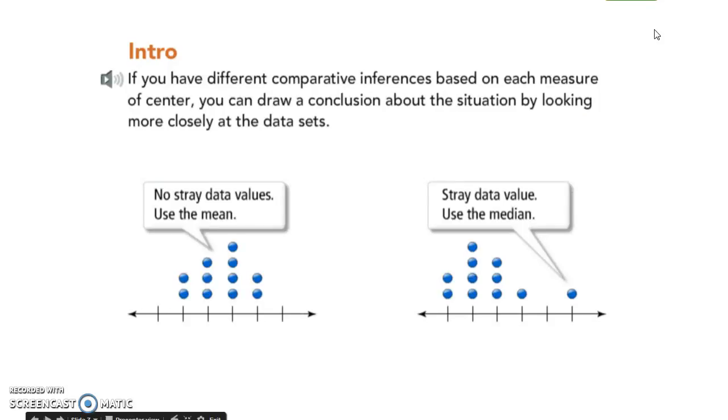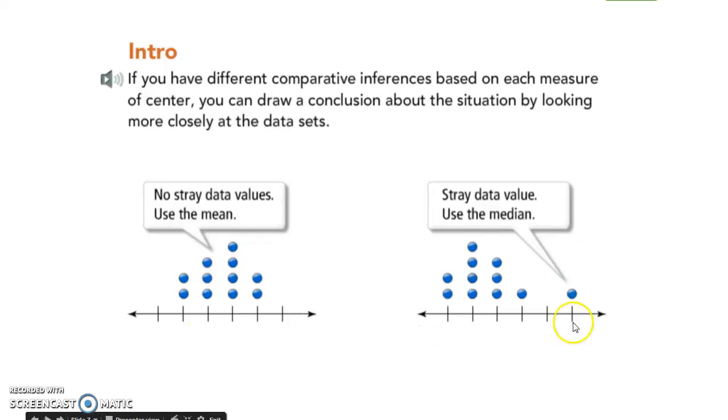Okay, if you have different comparative inferences based on each measure of center, you can draw a conclusion about the situation by looking more closely at the data sets. Sometimes we have a value that might do what we call skew. It might skew the data set because it's way bigger than the other values. Do you see how all of these are really close together? We would use the mean because there's not a skew number that would throw the mean off.